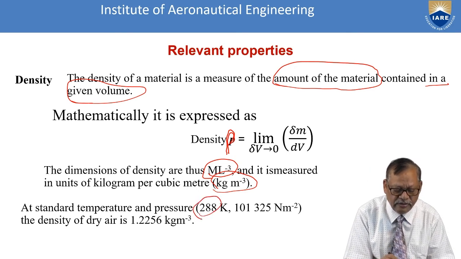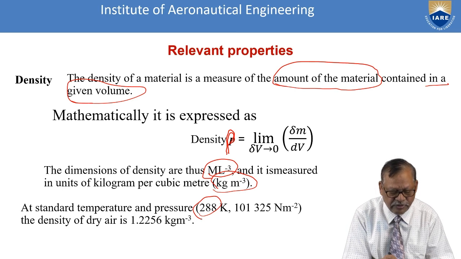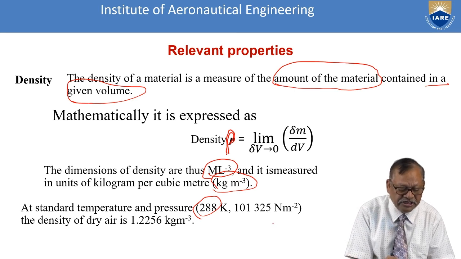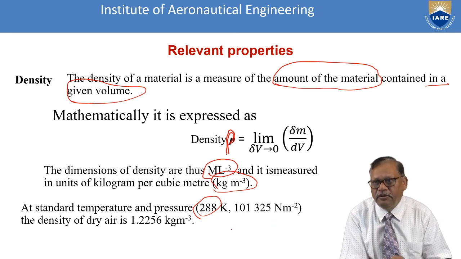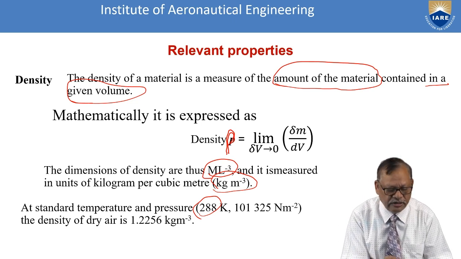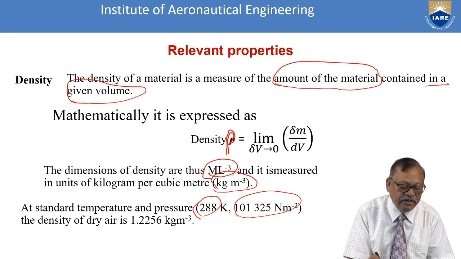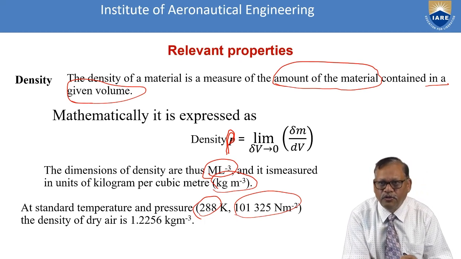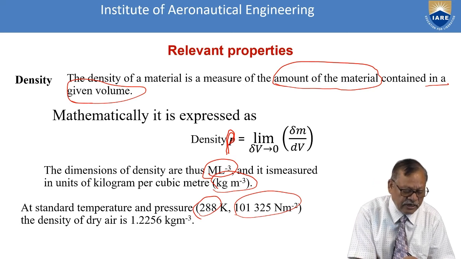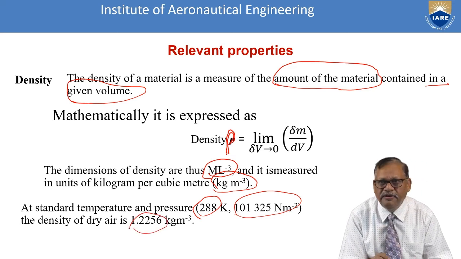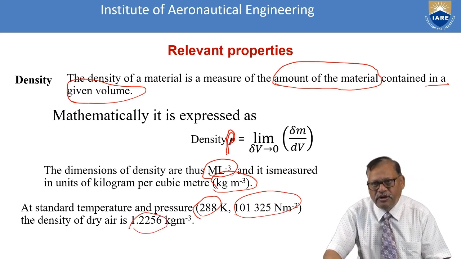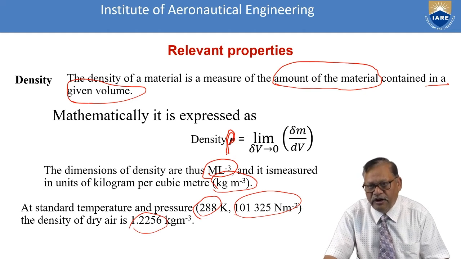it is 288 Kelvin, absolute temperature. And what will be the pressure at that time? Pressure will be 101,325 Newton per meter square. This is the pressure. And what will be the density? 1.2256 kg per meter cube will be the density. These are the values we have to remember, and we have no need of asking for the data table for it.